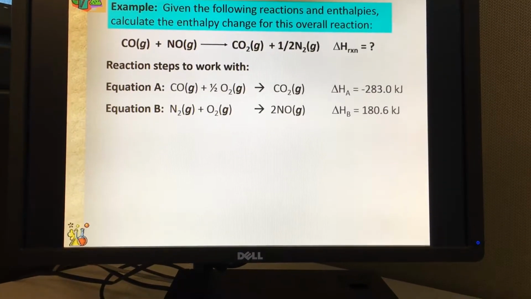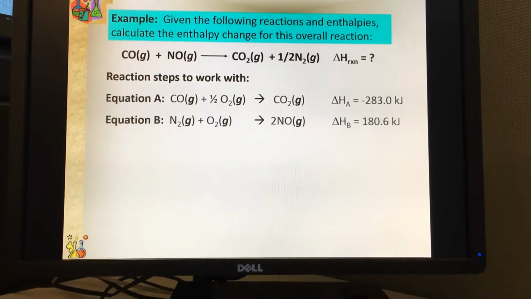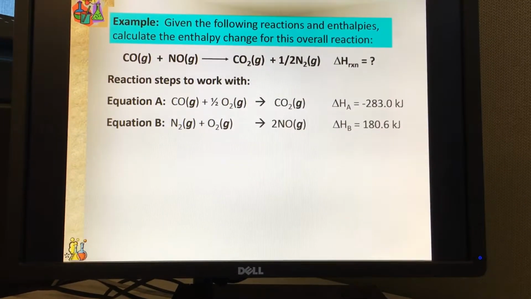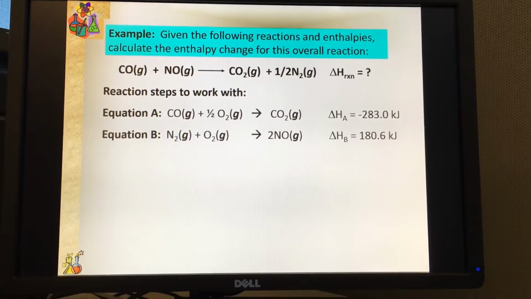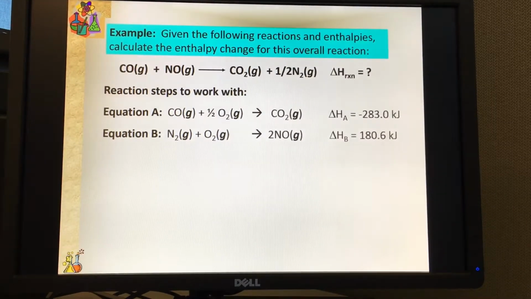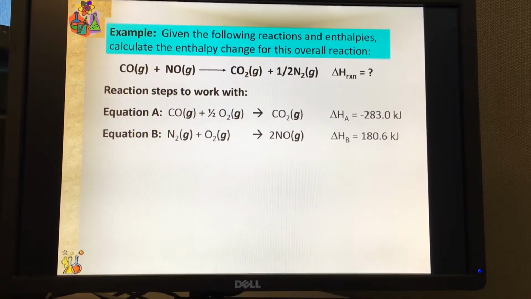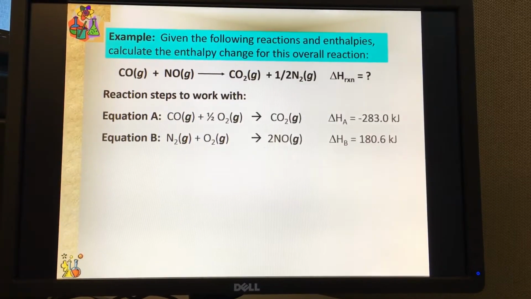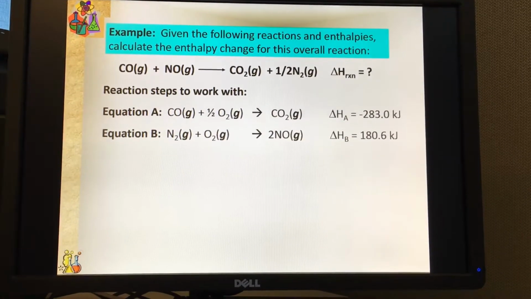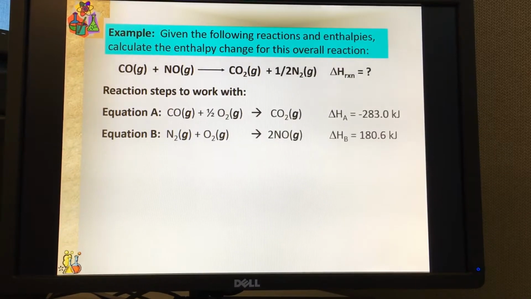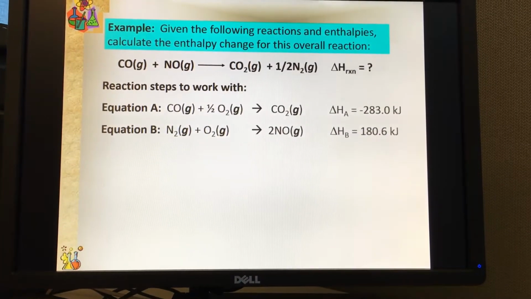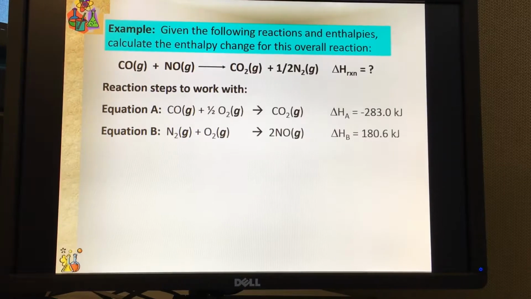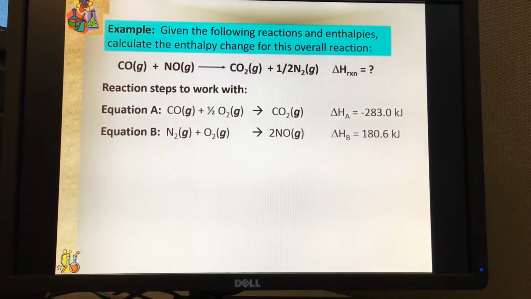Here's an example. Say we're trying to find the enthalpy of an overall chemical reaction between carbon monoxide and nitrogen monoxide to produce 1 mole of carbon dioxide and half a mole of nitrogen. One thing you may notice that's different about a thermochemical equation is that coefficients can be fractional. Now this reaction happens over two steps, equation A and equation B. I'll begin by looking at equation A and B and seeing what matches about our overall equation. I notice that carbon monoxide is a reactant in both equation A and the overall reaction, and carbon dioxide is a product in both reactions.